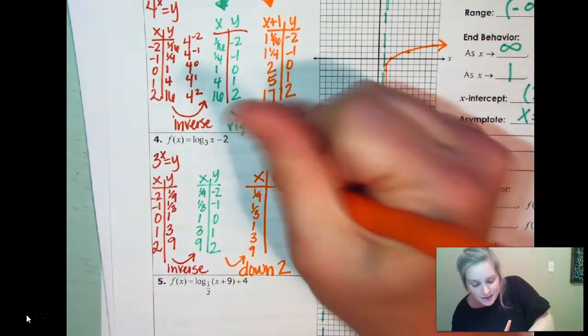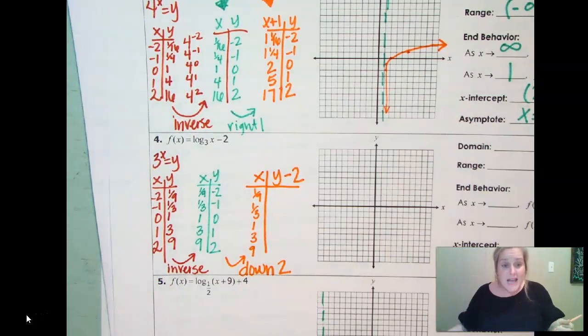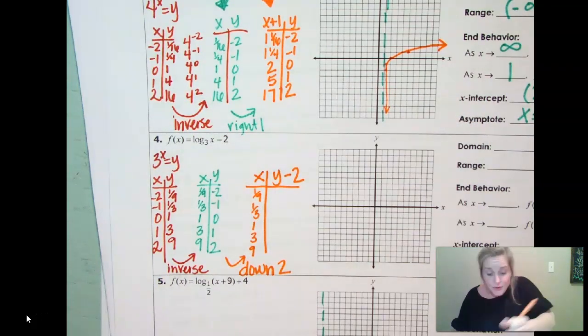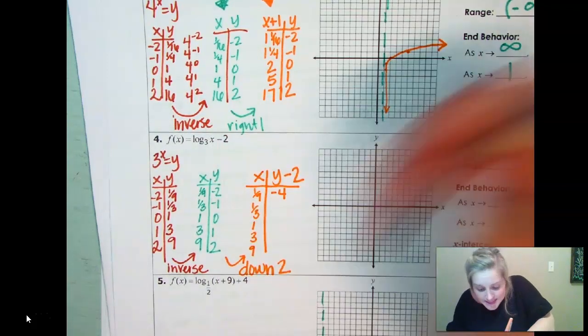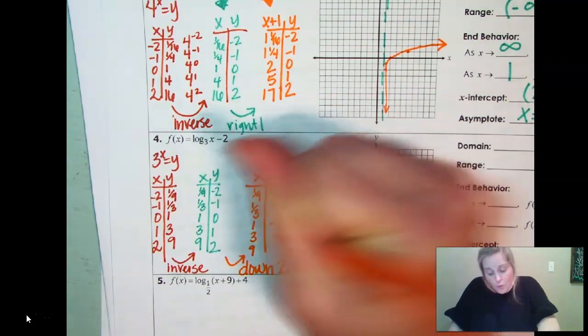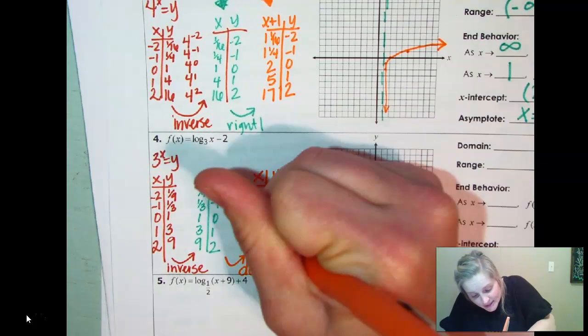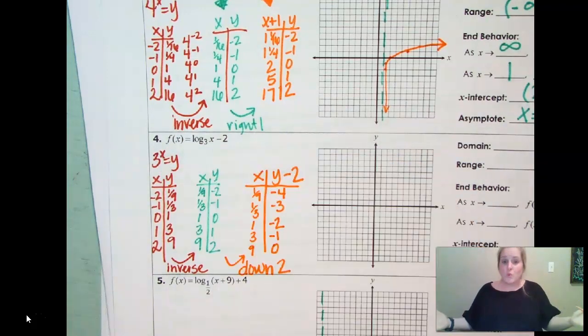So I'm going to take the previous y and I'm going to subtract 2. -2 minus 2 is -4. -1 minus 2 is -3. 0 minus 2 is -2. 1 minus 2 is -1. And 2 minus 2 is 0. Voila, there you go, plot your points.